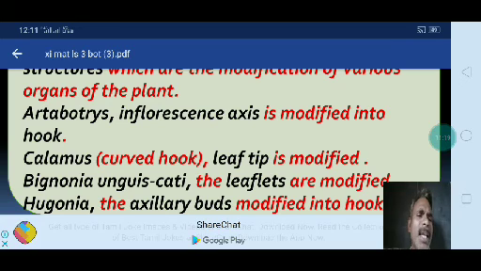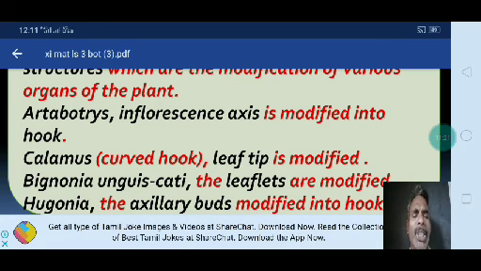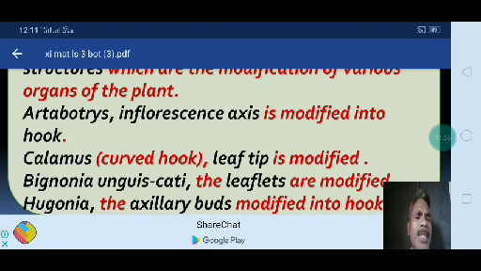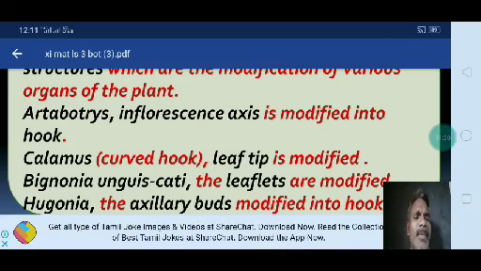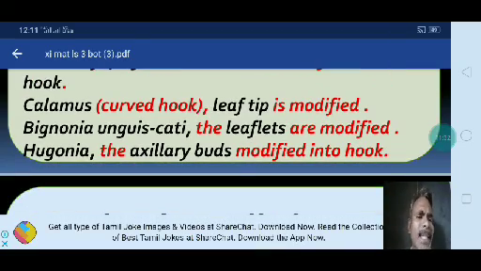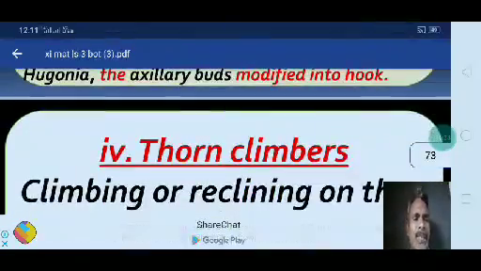In Artabotrys, the inflorescence axis is modified into a hook-like structure. Then Calamus, curved hooks are also there. The leaf tip is modified in Bignonia unguis-cati. The leaflets are modified into hooks. The axillary buds are modified into hook-like structures.